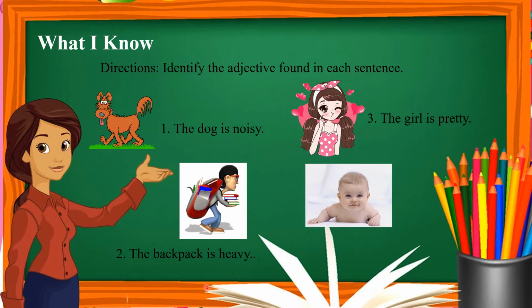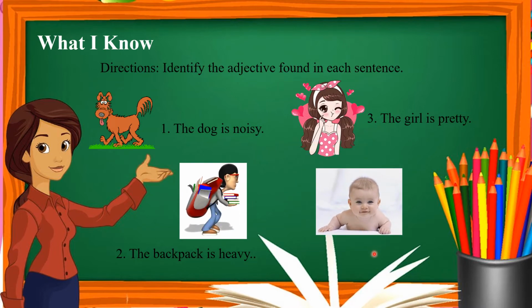Okay, next one. Look at the baby. Anybody can? Oh, okay, here. The baby is cute. Do you agree? Yes, the baby is so cute. Look at the eyes of the baby. The baby is cute. What is the adjective in the sentence? Yes, cute. What is being modified by the word cute? Very good. Baby. Okay, so these are the adjectives: noisy, pretty, cute, heavy. Right? Okay, now let's proceed.